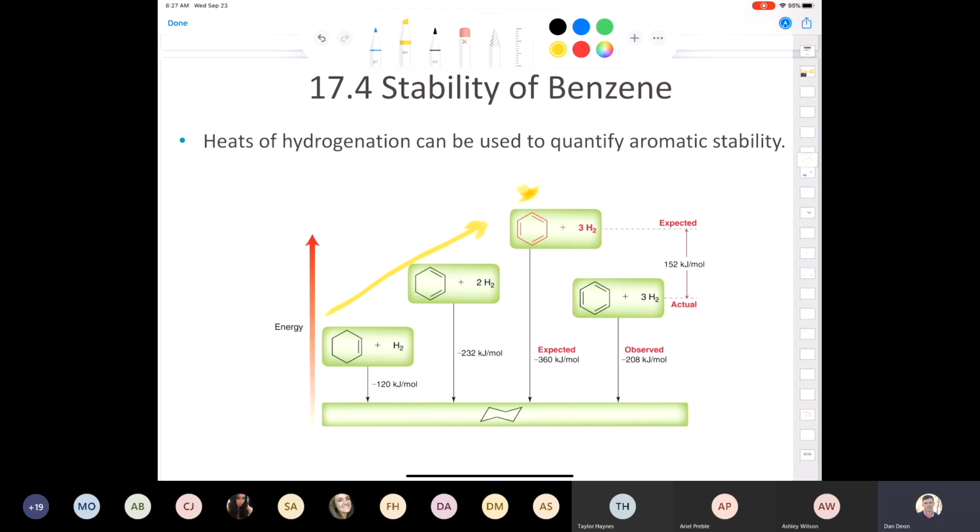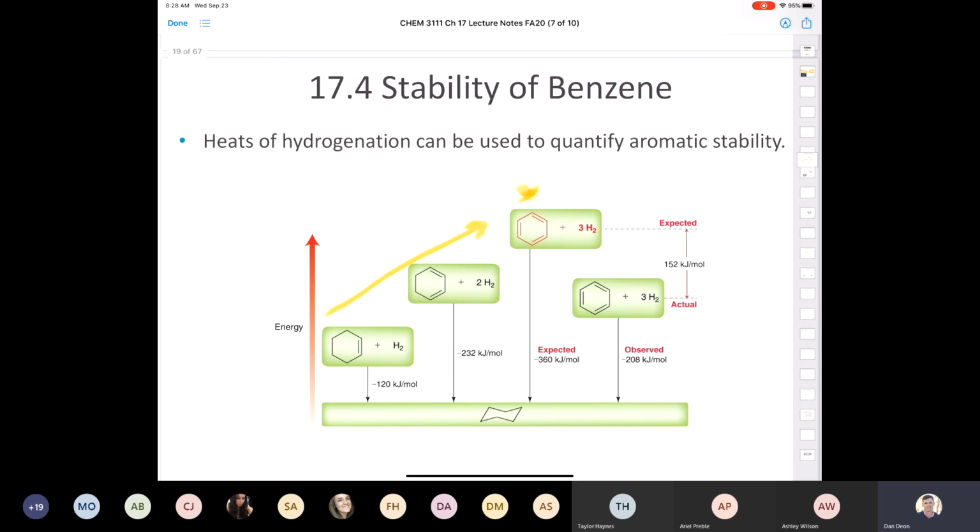But in fact, when you hydrogenate benzene, you find a lot less heat energy released, even less than for 1,3-cyclohexadiene. The point of this slide is to show you, based on enthalpy, delta H, that benzene is more stable than this hypothetical compound. So benzene has that inherent stability.